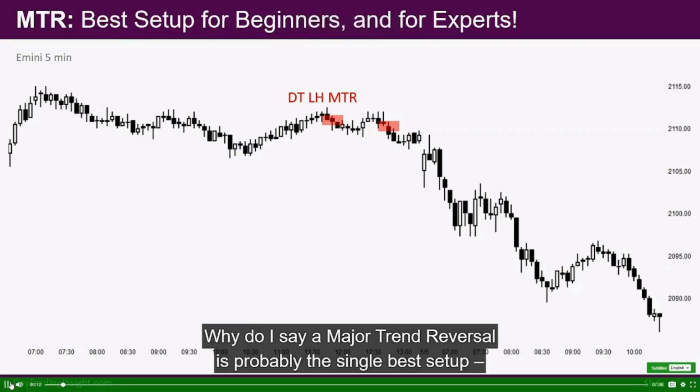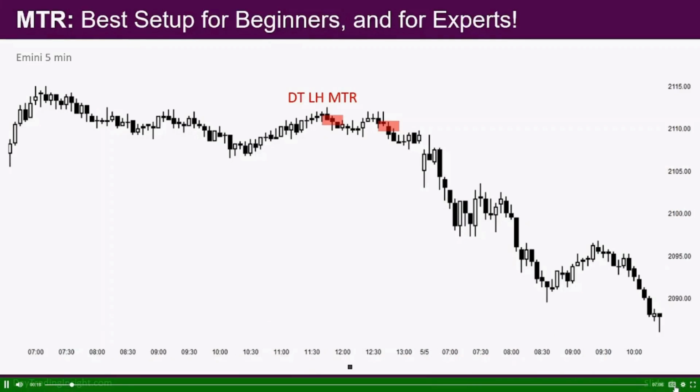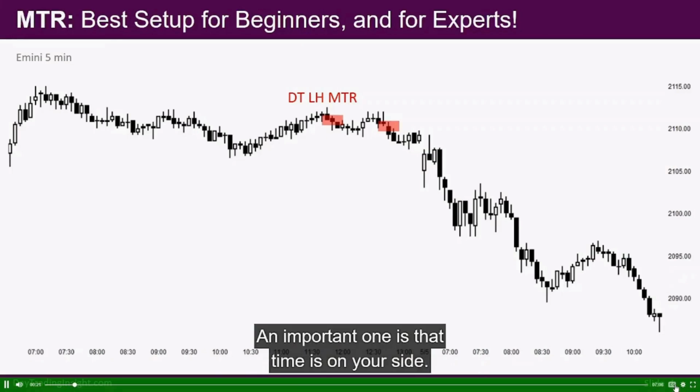Why do I say a major trend reversal is probably the single best setup? Not just for beginners, but for everyone. Well, there are several reasons. An important one is that time is on your side.